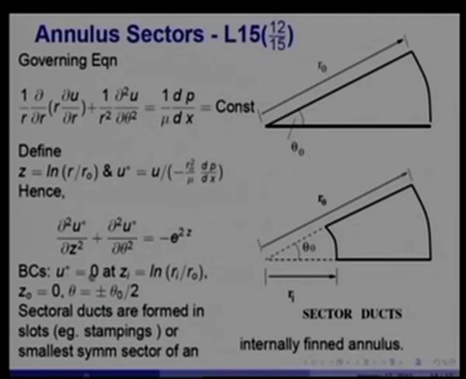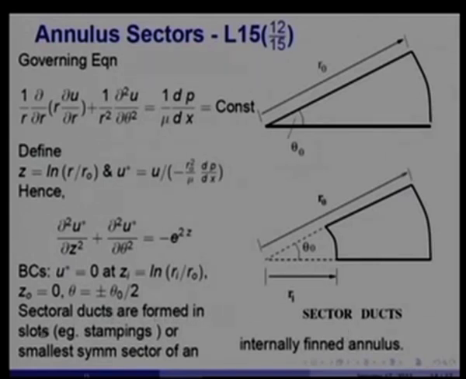Because u star is equal to 0 at z I, ln r I by rho, and it is equal to 0 at theta plus minus theta naught by 2, yes, at the two walls. This particular case is the one in which the inner radius is 0; here the inner radius is finite.